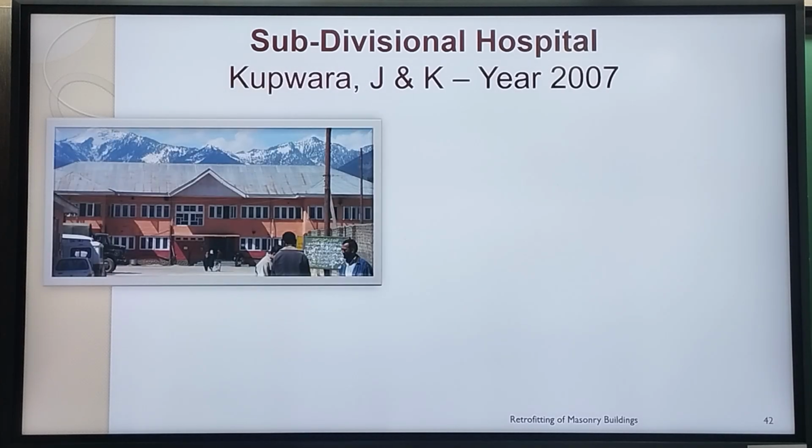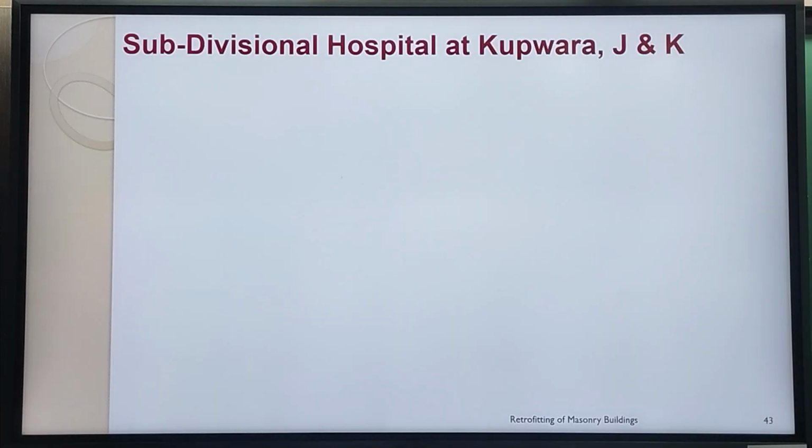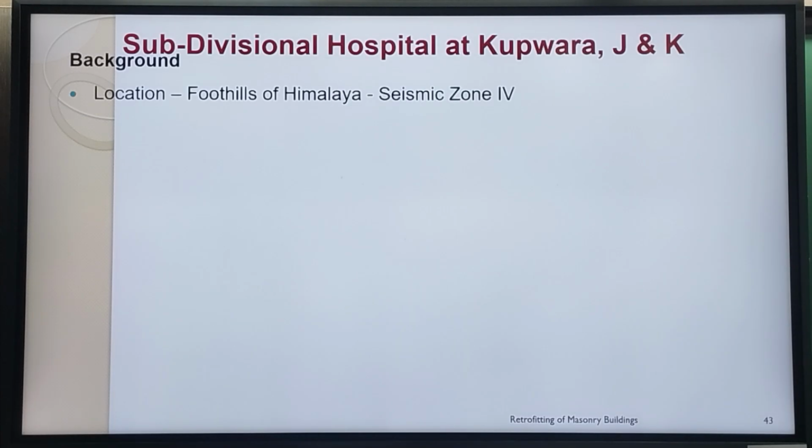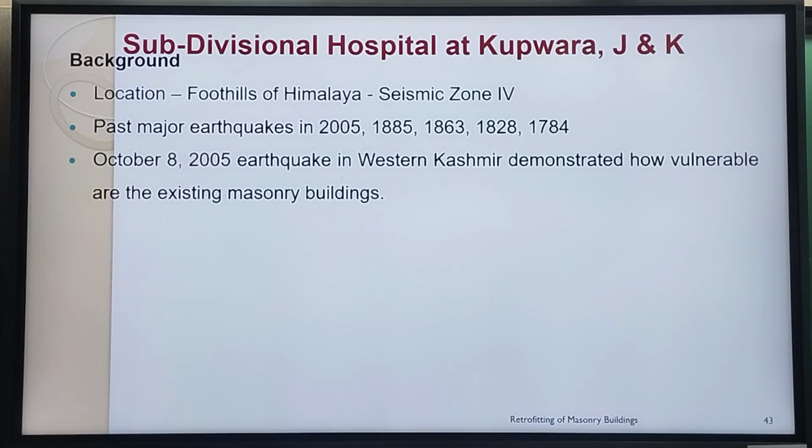Kupwara is a town, big town, and it was the subdivisional hospital, a big hospital. Before and after it was retrofitted. All right, now background, location, foothills of Himalayas, seismic zone 4, past major earthquakes, so many of them, 2005, 1885, 1863, and so on and so forth. But basically the frequency is pretty high, so 25, 30 years.